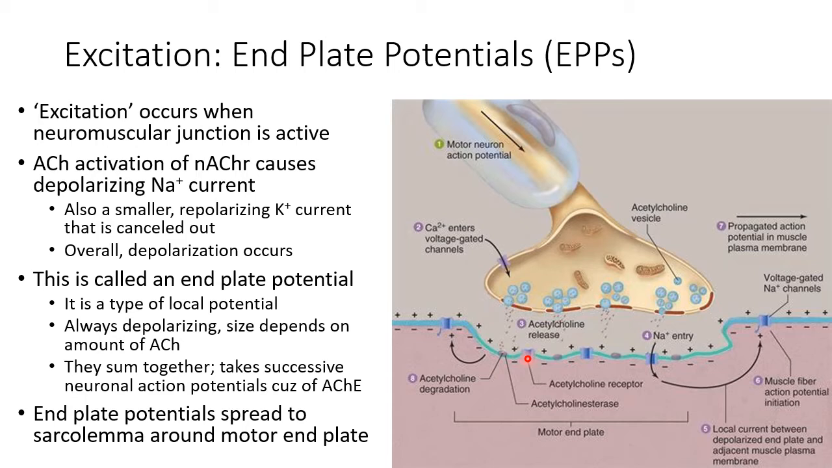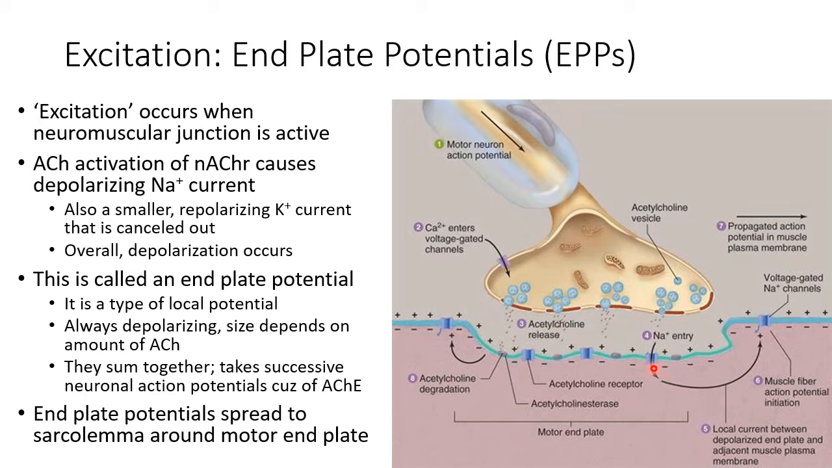Once acetylcholine binds to those receptors, they will open and ions can cross. The main ion that crosses is sodium. You also have potassium exiting, but mostly you have sodium entering. So the sodium is going to enter faster than the potassium can exit. So all that sodium entering is going to cause an end plate potential, a depolarizing local potential called an end plate potential.